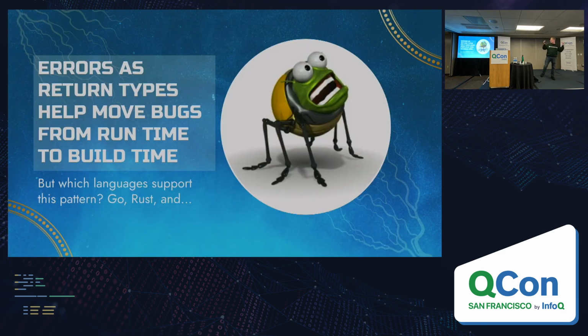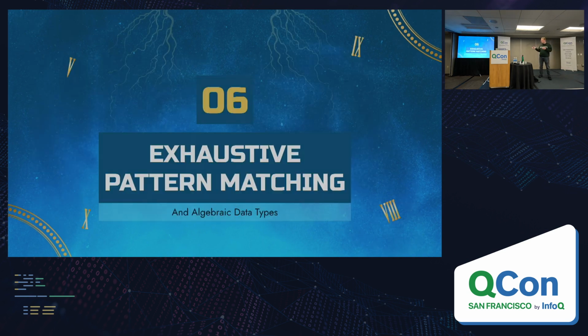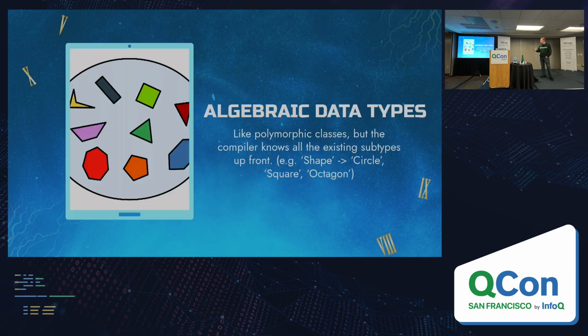So errors as return types help us move our bugs from runtime to build time. And I've shown you that they're pretty ingrained in the languages in both Go and Rust, but can we do this in other languages? So that leads me into my last topic that I want to talk about, which is exhaustive pattern matching and algebraic data types. I'm going to explain what those are a little bit, and then I'm going to close the loop on the error handling part of this.